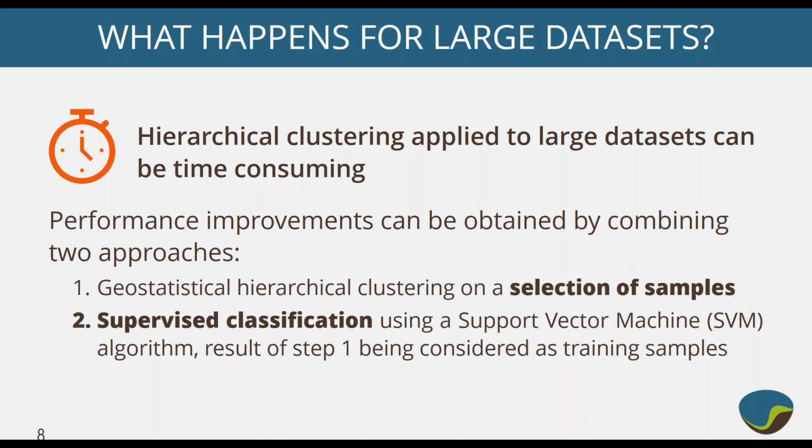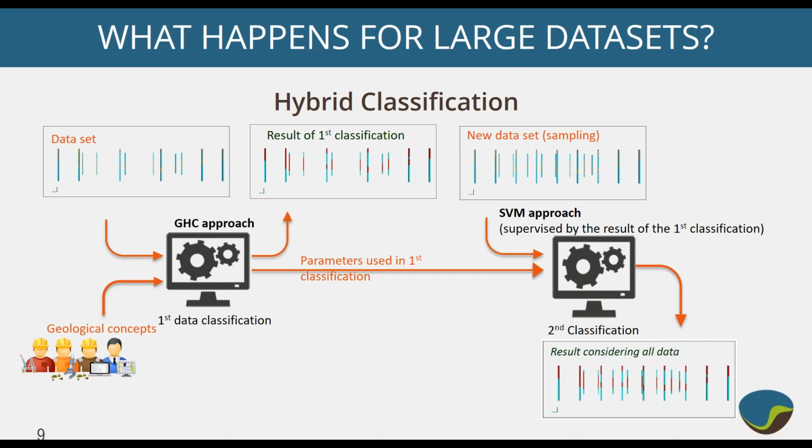It allows calculating quite rapidly the results on the whole data set while preserving the characteristics introduced by the geostatistical hierarchical clustering method. So it will be a hybrid classification technique. From the data set, we first apply a geostatistical hierarchical clustering approach to get a first result on a subset of the whole data set. This result becomes the training samples for the SVM classifier. And then we launch the SVM and we get the result on the whole data set. Geological concepts have been introduced at the first stage and are preserved during the whole process.